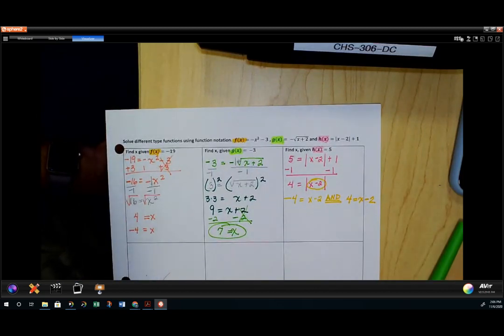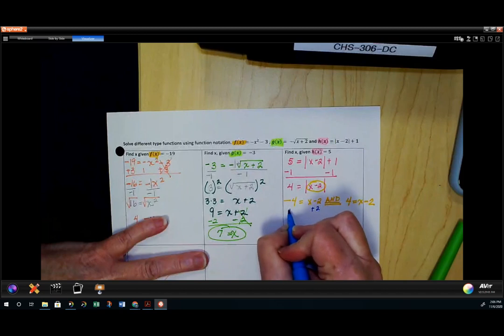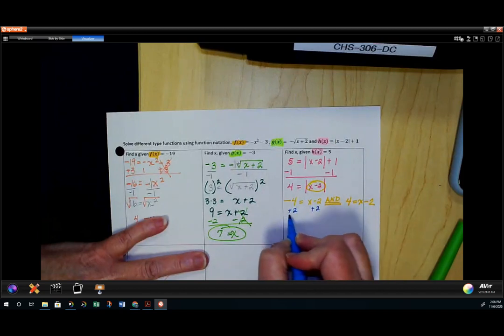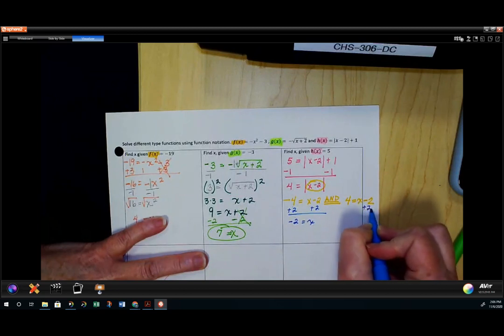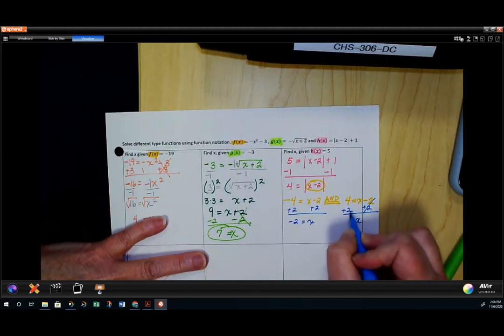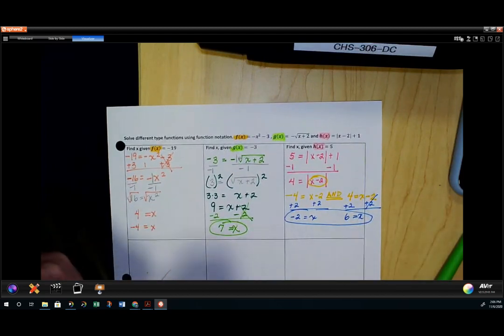So now we're going to add our 2 to both sides. Add 2. -4 plus 2 is -2, equals x. Add 2. So now x is equal to 6. So those are going to be my 2 answers.